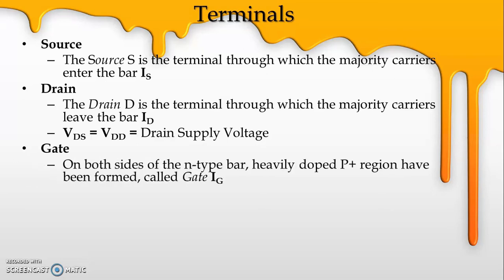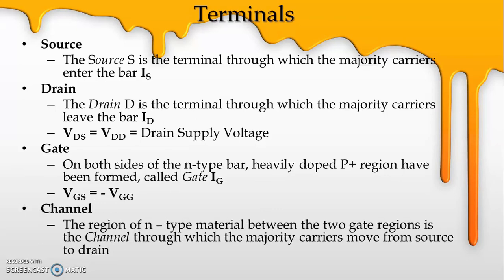And gate. On both sides of the N-type bar, heavily doped P regions have been formed. P plus, that is heavily doped, is called the gate. The current passing through the gate is denoted with IG, G suffix for gate. The voltage we apply across gate and source is VGS, but normally we call it gate voltage VGG, and that is negative because we reverse bias the gate.